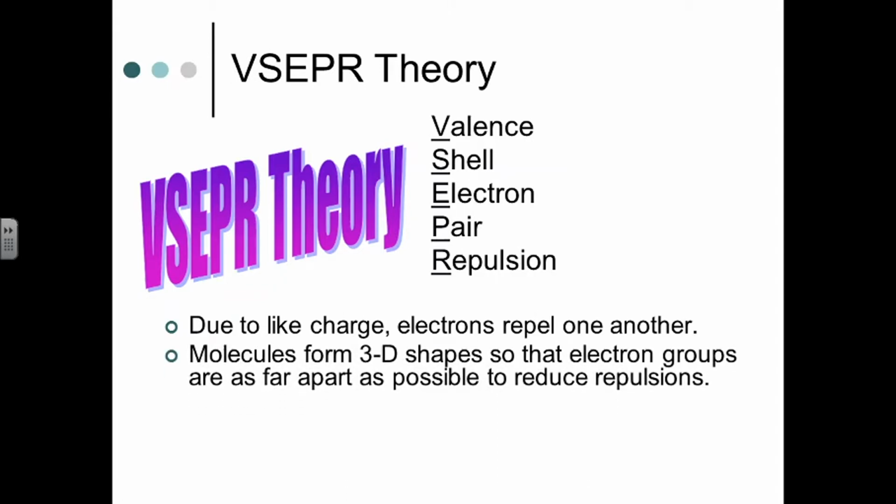Molecules are going to form in three-dimensional shapes so that the electron groups are as far away from each other as possible in order to reduce those repulsions. So they're going to repel each other into these three-dimensional arrangements so that the electrons are as far away from each other as possible.